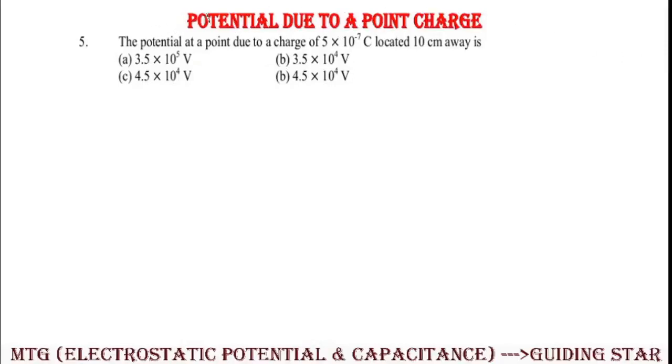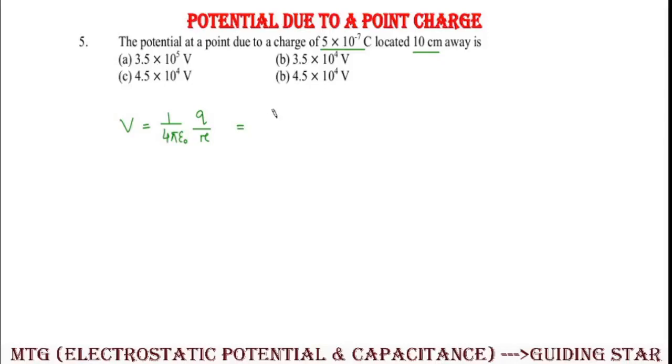Next we'll go through the MCQ questions on the topic of potential due to a point charge. Here in this particular case, find out the potential at a point due to a charge. The charge is given as 5 into 10 to the minus 7 coulomb, located 10 centimeter away from it. We know that potential due to a point charge is defined as 1 upon 4 pi epsilon naught into q by r. Clear? So the charge is given 5 into 10 to the minus 7 and the distance is given 10 centimeter.